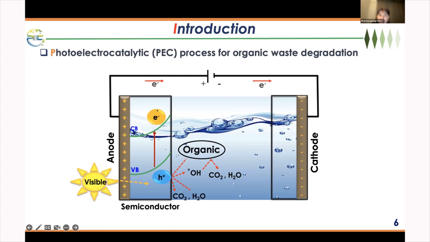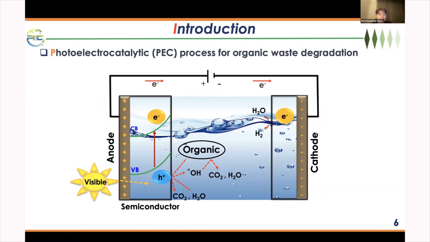And the electrons at the conduction band will be conducted to the electrode by applying positive potential. And then the electrons will flow from the anode electrode to the cathode electrode to reduce water into hydrogen. The photoelectrocatalytic technique involves a semiconductor deposited on the electrode.